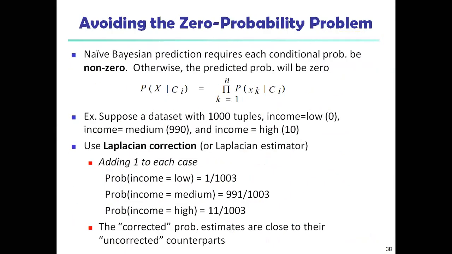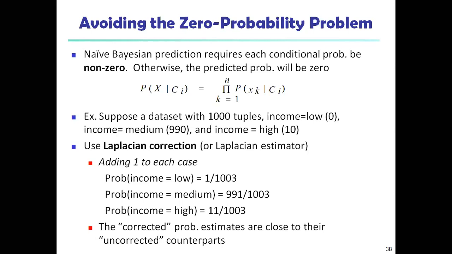Okay. Next one, avoiding the zero probability problem. Naive Bayesian prediction requires each conditional probability to be non-zero. Otherwise, the predicted probability will be zero. P of X given C of i is the product, from k equal to 1 to n, of P of xk given C of i. That is the multiplication. Actually, summation we do with sigma; the pi represents the product.